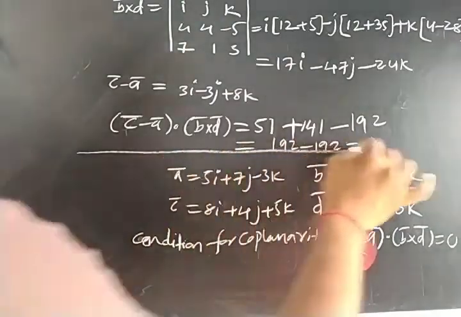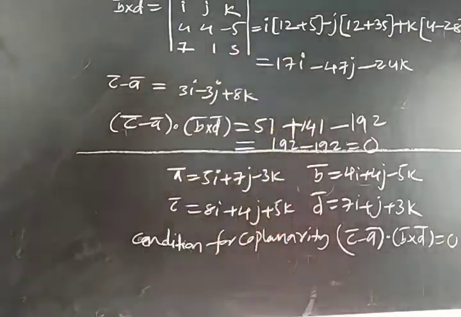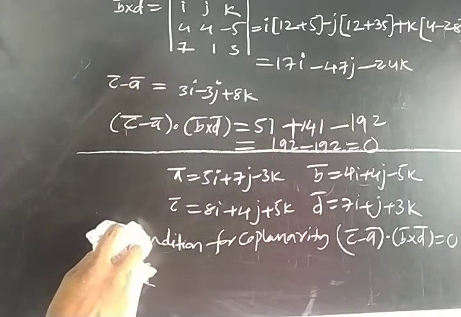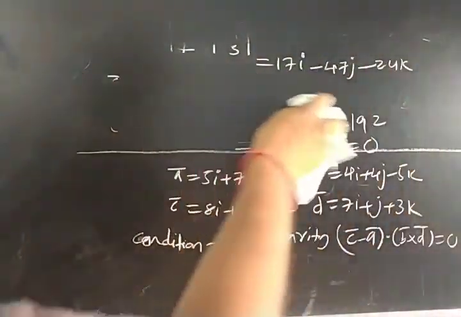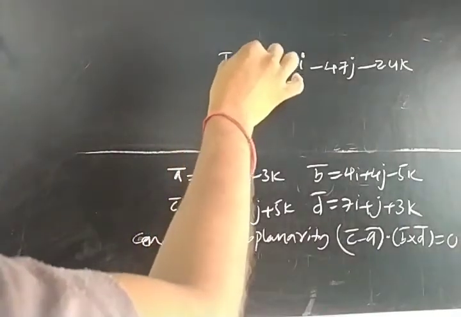So given lines are coplanar. Now we got that the given lines are coplanar. Now we have to find the vector form of the plane equation containing these two coplanar lines. What is the vector equation of the plane containing these two coplanar lines? This is b bar cross d bar. Okay, this is b bar cross d bar.